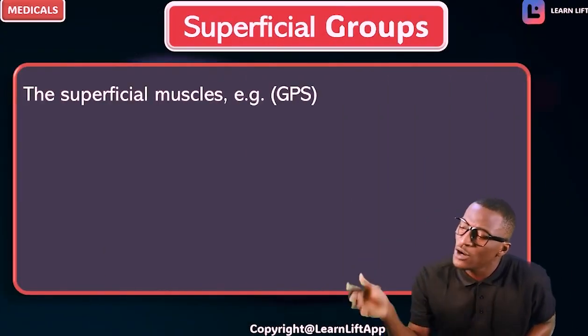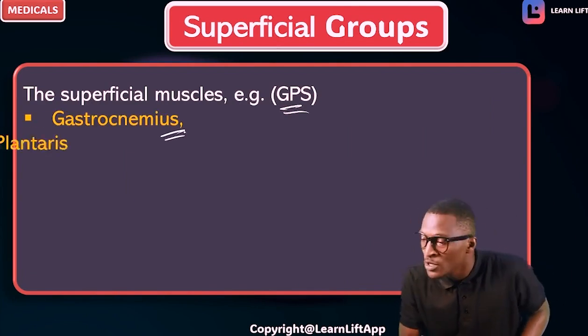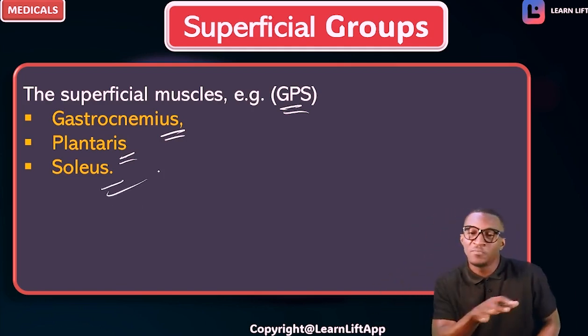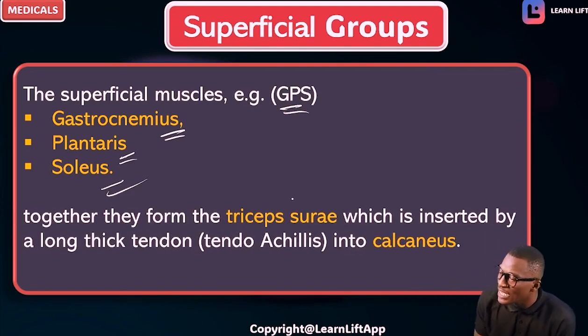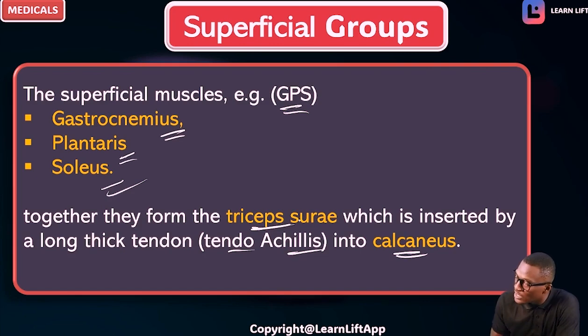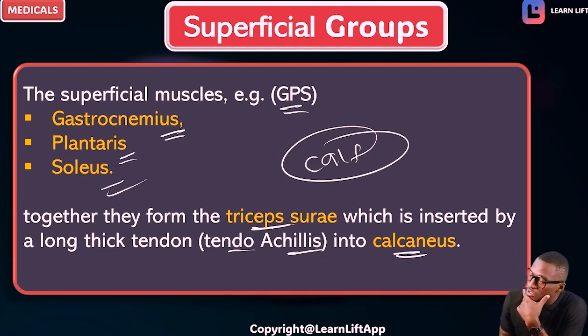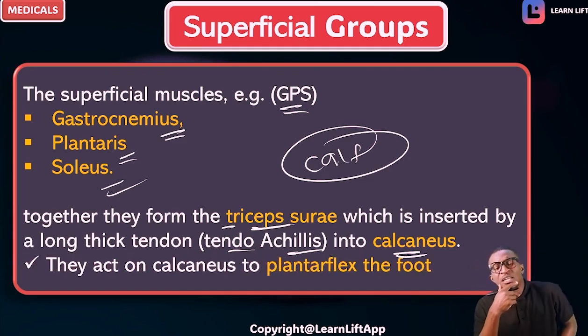The superficial group are called the GPS. First, what are the GPS? We have the gastrocnemius muscle, the plantaris muscle, and the soleus muscle. Everybody, I call them the GPS. They are also called the triceps surae. Together they form the triceps surae, which inserts into the Achilles tendon of the calcaneus. We call them the calf muscles. Triceps surae, from the word three heads. GPS: gastrocnemius, plantaris, and soleus.